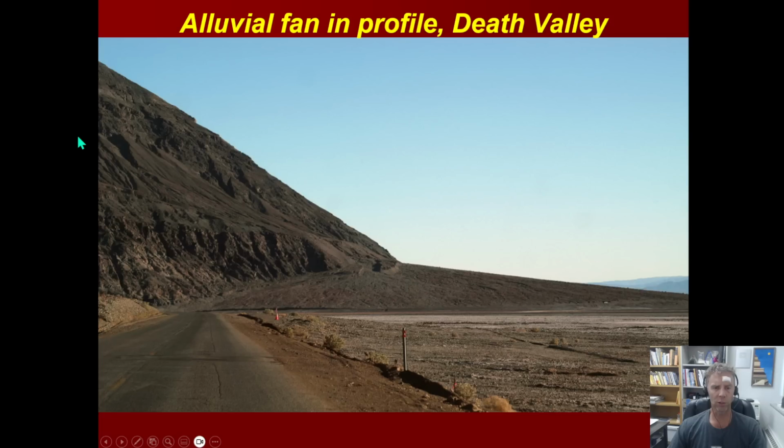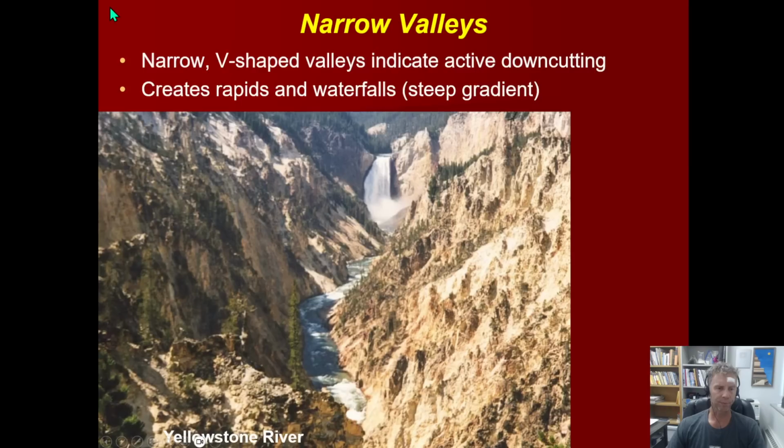So if we go down to street level, we can see the road here, we can see the steep mountain front, we can see the flat valley floor of the playa here in Badwater Basin, and then we can see the alluvial fan itself. So hopefully you can see those almost three different slopes, if you will. The slope of the mountain front, the slope of the alluvial fan, and then the flat, nearly horizontal slope of the basin itself. So when we look at streams, we have different landscapes that streams form.